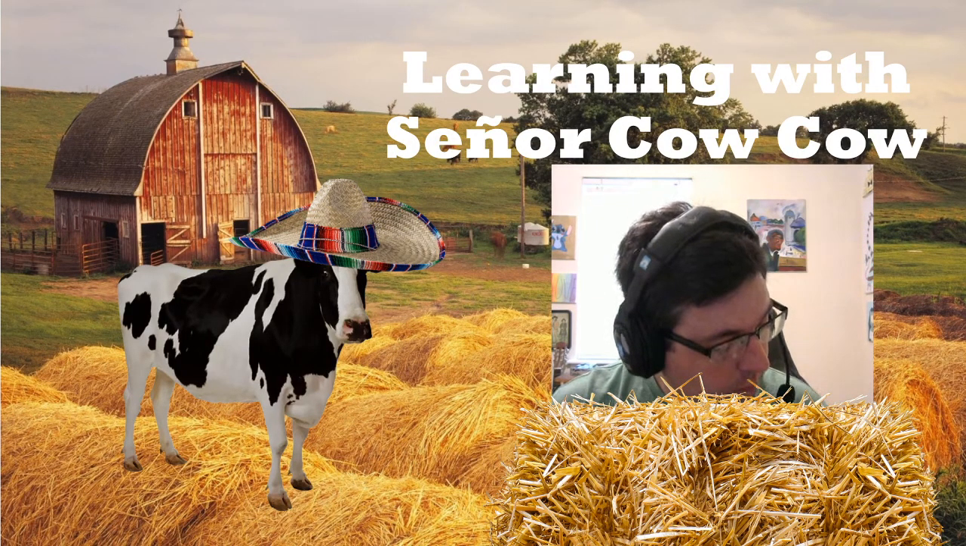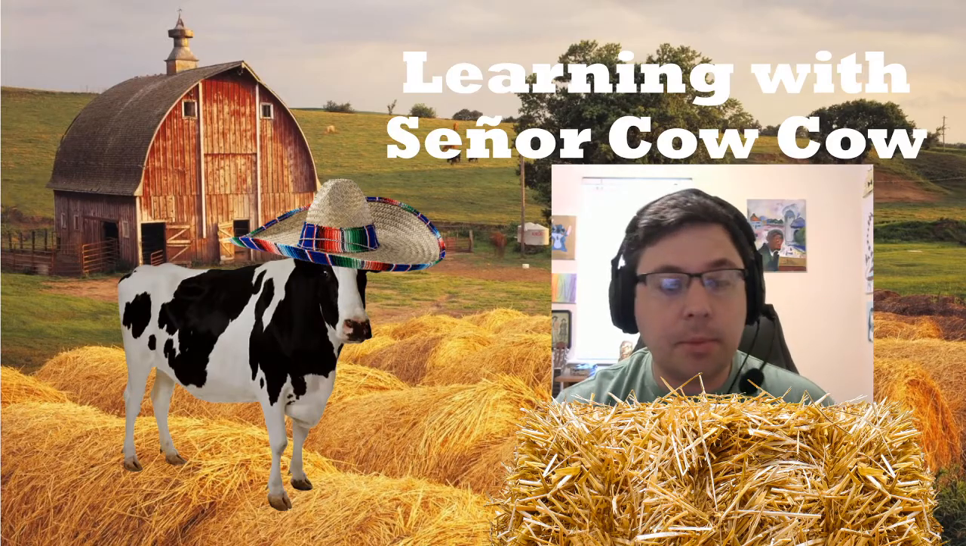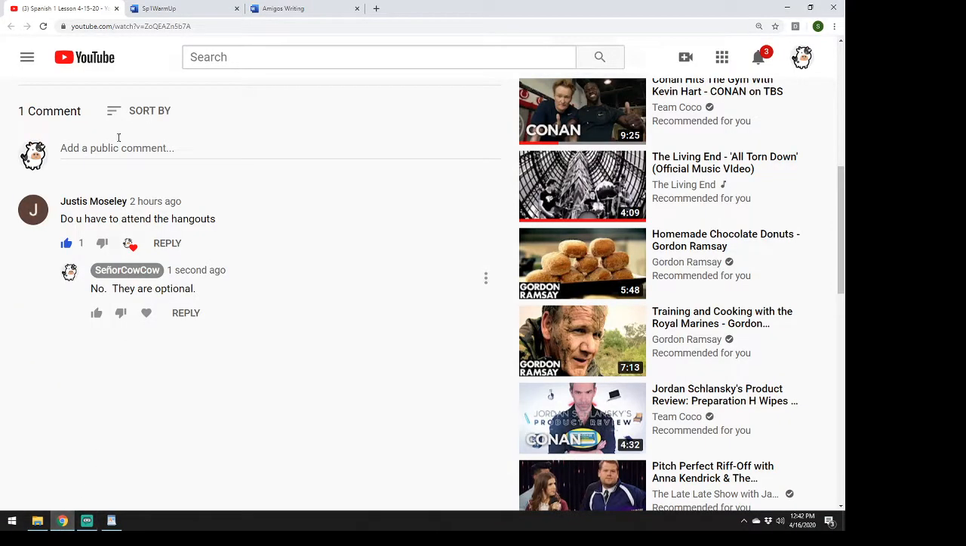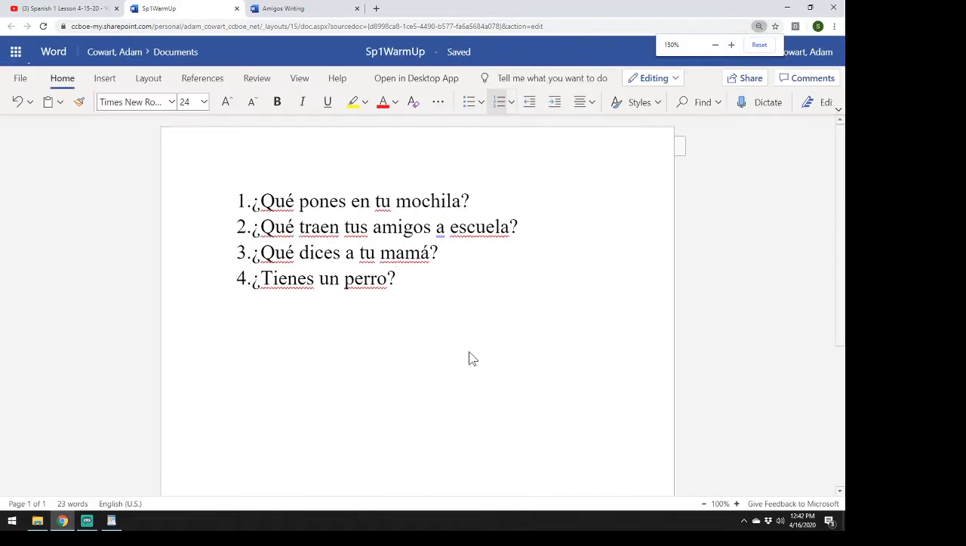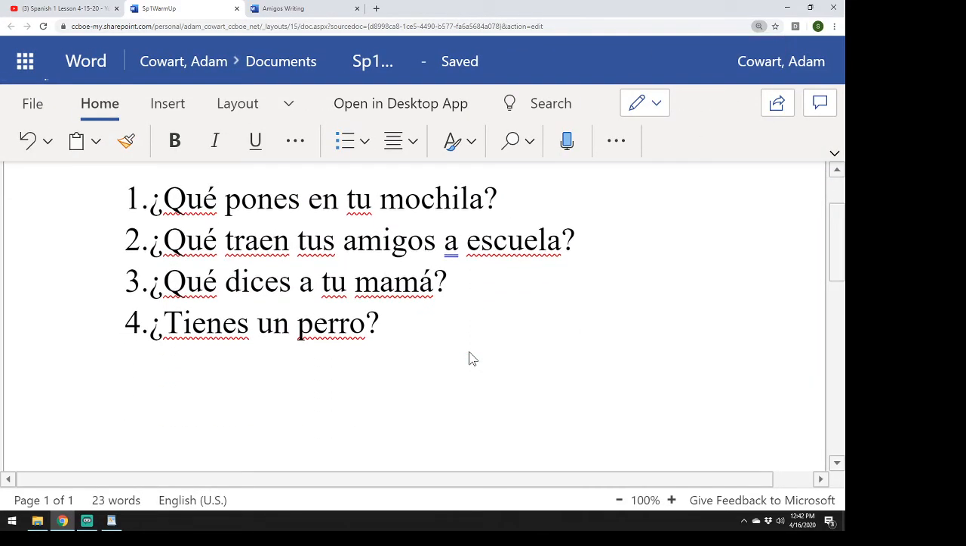Okay, so first of all, let's go ahead and get our warm-up done. All right, here's today's warm-up. Zoom in a little bit on that. And remember, we're using the verbs from your irregular yo list. These are questions, and you have to answer the question with the verb. For example, this number one says, ¿Qué pones en tu mochila? What do you put in your backpack? So you have to answer it by saying, I put paper, for example. So go ahead, saquen papel, and pause the video now.